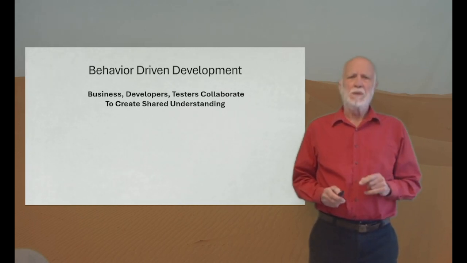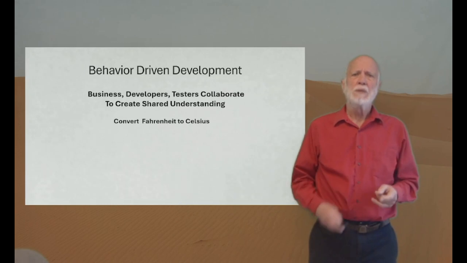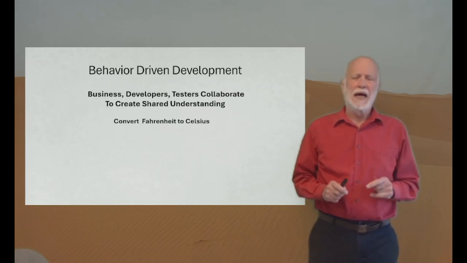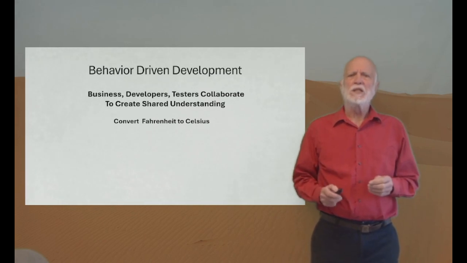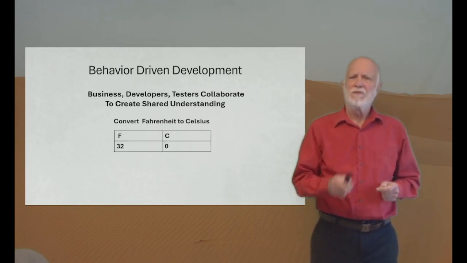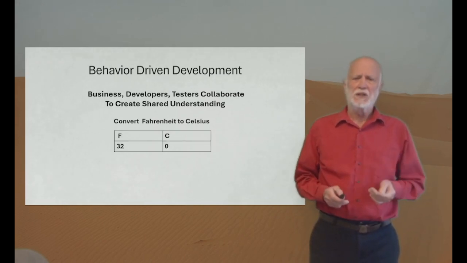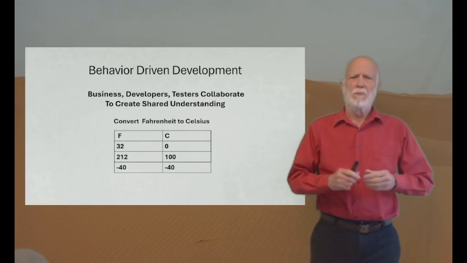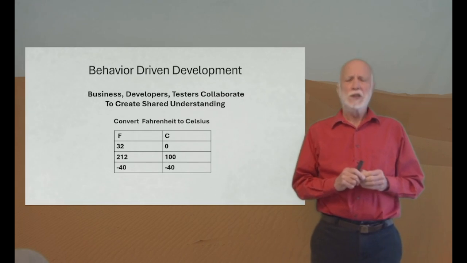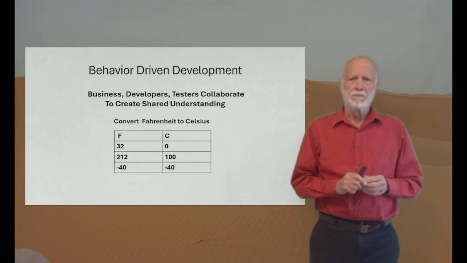Let's give an example. We have a weather application and we need to convert Fahrenheit to Celsius. So we go up to a whiteboard and we start writing down some numbers. Fahrenheit 32 is Celsius 0. 212 should become 100, and someone always puts in minus 40 should become minus 40.